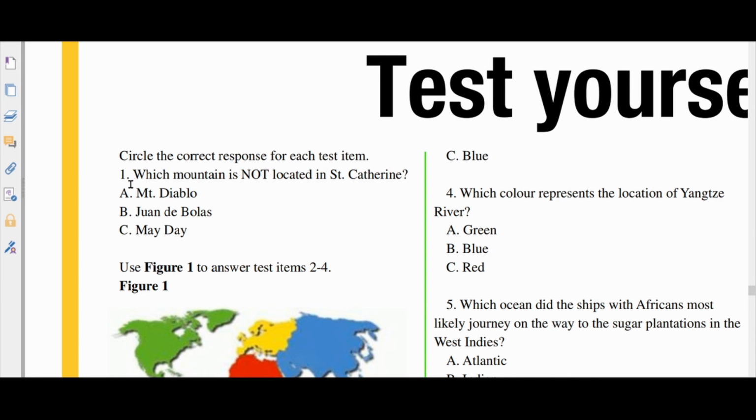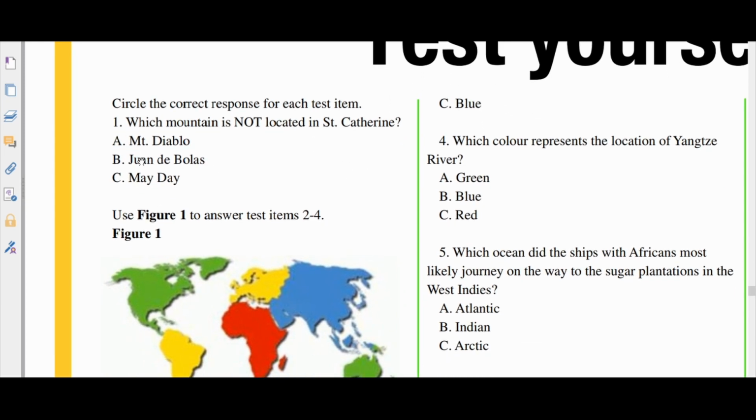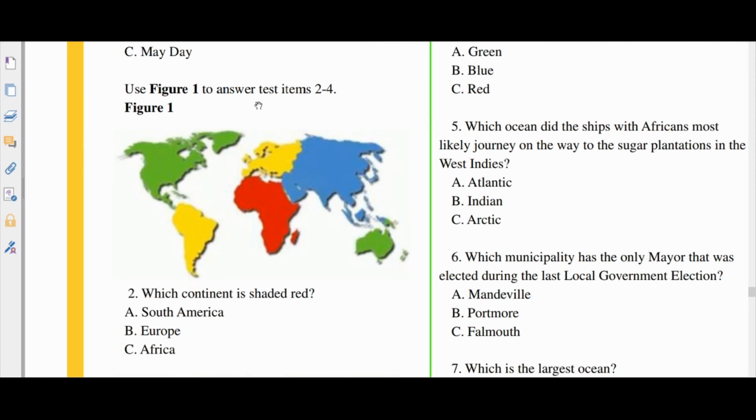Number 1. Which mountain is not located in St. Catherine? Is it Mount Diablo, Juan de Bolas, or the Mayday Mountains? Now I'm going to go with the Mayday Mountains, as the Mayday Mountains would be associated with Manchester, but Mount Diablo and Juan de Bolas would be associated with St. Catherine.